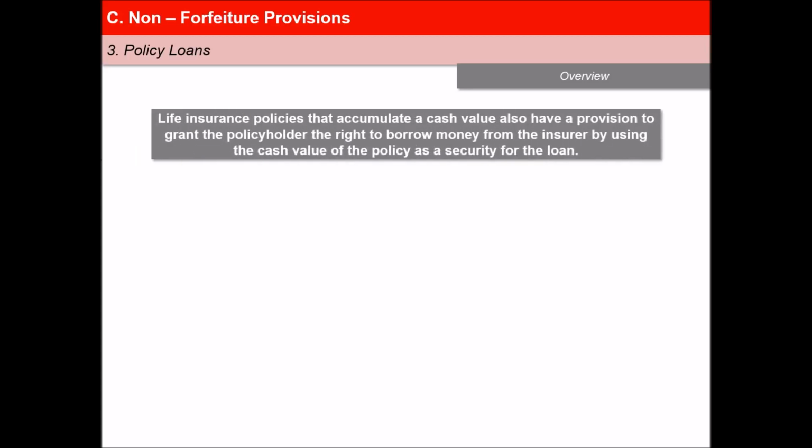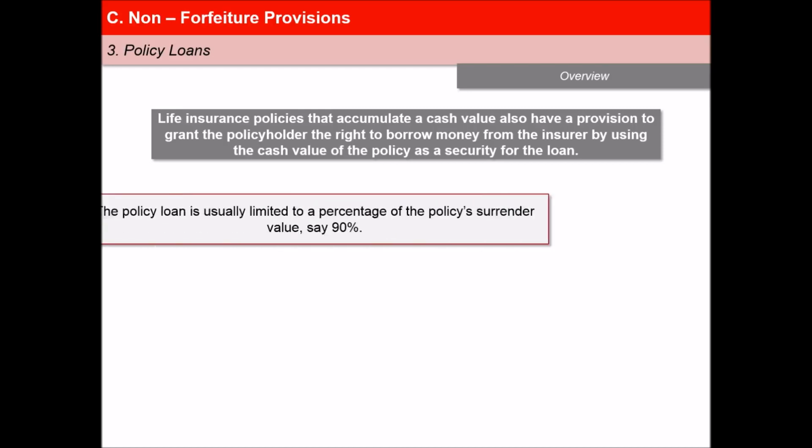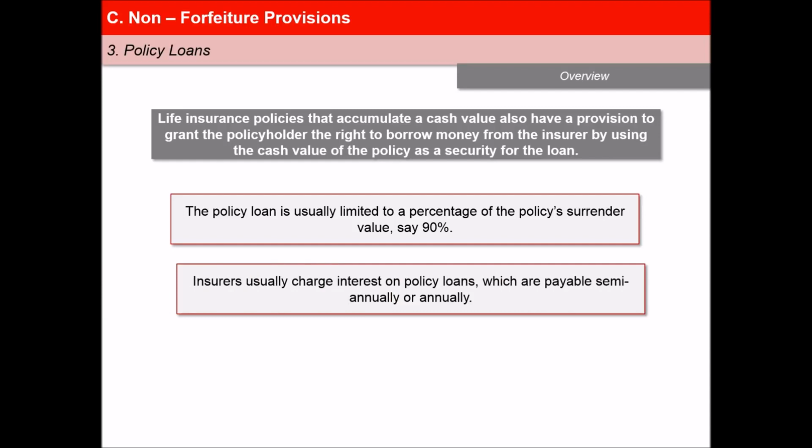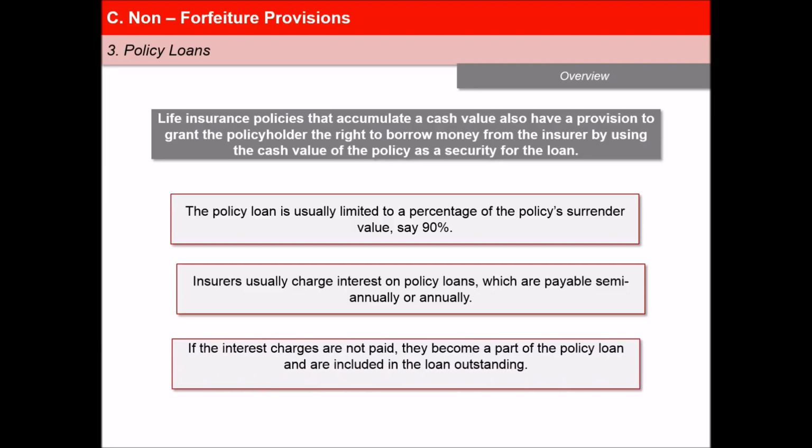Life insurance policies that accumulate a cash value also have a provision to grant the policyholder the right to borrow money from the insurer by using the cash value of the policy as a security for the loan. The policy loan is usually limited to a percentage of the policy's surrender value, say 90%. Insurers usually charge interest on policy loans, which are payable semi-annually or annually. If the interest charges are not paid, they become a part of the policy loan and are included in the loan outstanding.